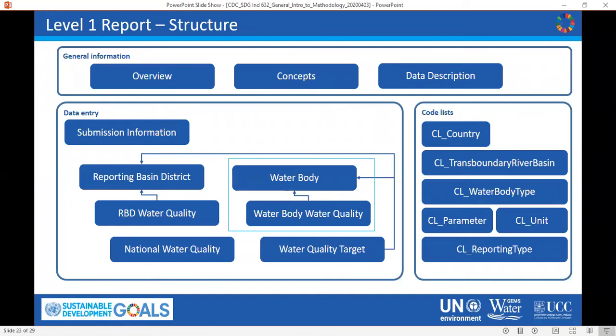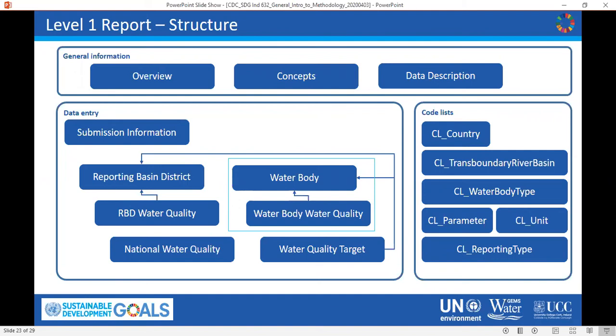On the right side, there's also a list of code lists that are used throughout the data entry tables and serve as a reference for clear identification of certain data elements. That includes code lists of the country, transboundary river basins, the type of water bodies being used, the parameters being used to assess the water quality, units, and the reporting type. So whether you report at the water body level, the reporting basin district level, or just the national level.